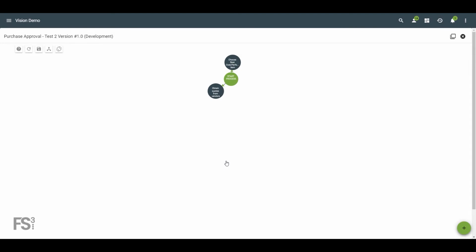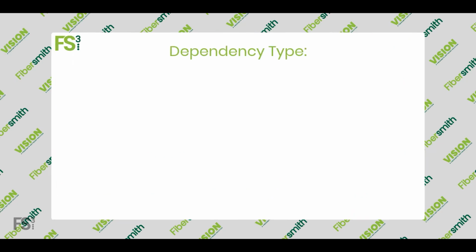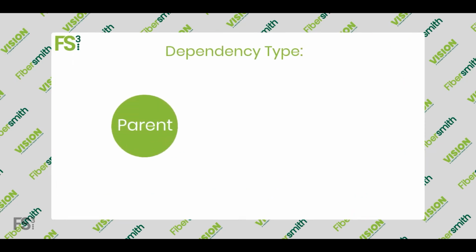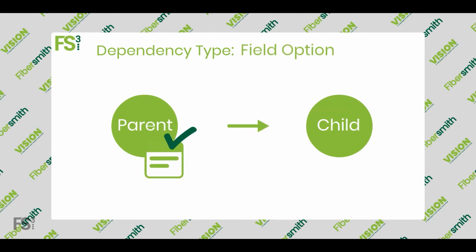Now we'll want to set up dependencies for these tasks so that the flow moves in the way that we want. There are 4 types of dependencies that you can set between a parent task and a child task. A task dependency will trigger the child task when the parent has been completed. A task field option dependency will trigger the child task when certain types of fields within that parent are used.